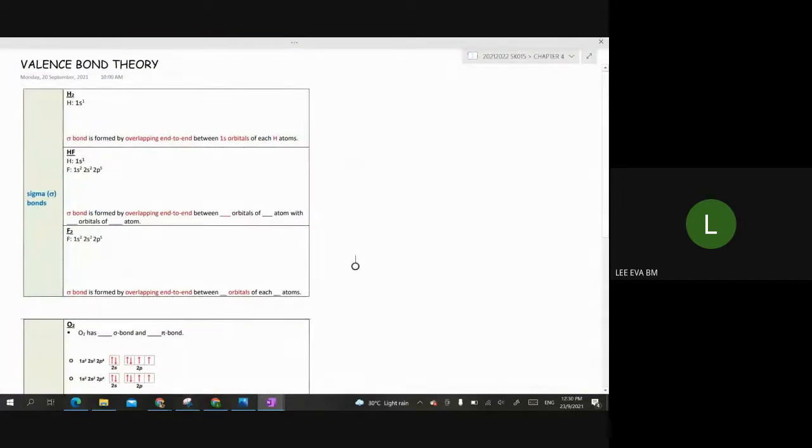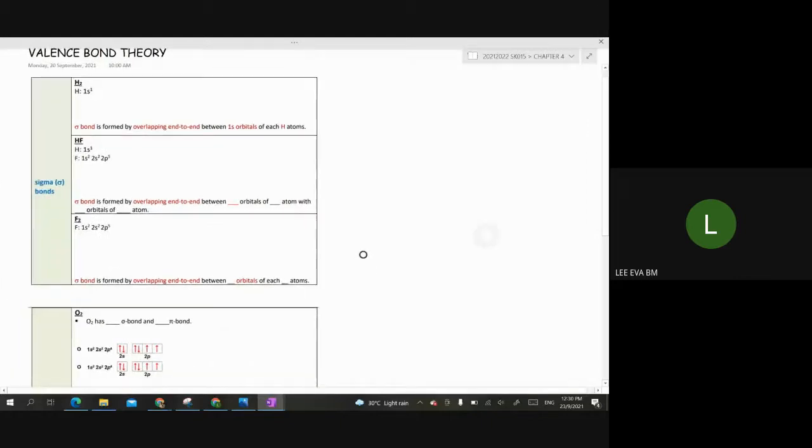Okay, so valence bond theory, we look at sigma first for the simple one. Let's say H2. We know hydrogen has one electron in one s orbital. So for both hydrogens it is the same. So we look at its Lewis structure. H over here. The Lewis structure is the same as what you did before. The H2 Lewis structure looks like this.